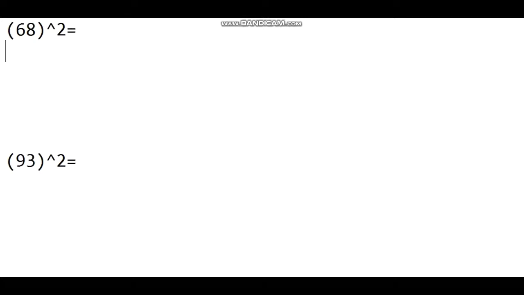So firstly, I have a formula. It's a simple formula that everyone knows. That is (a plus b) whole square, which is equal to a square plus 2ab plus b square.